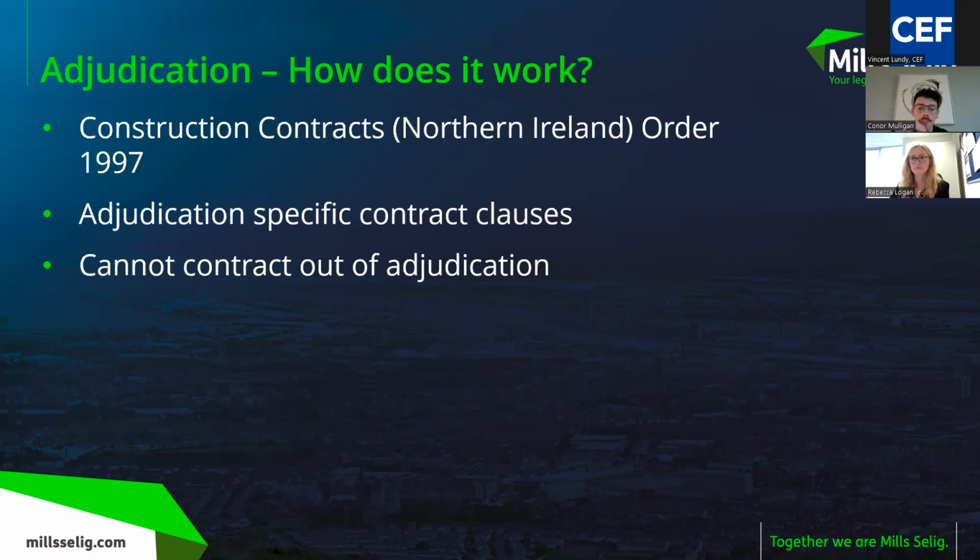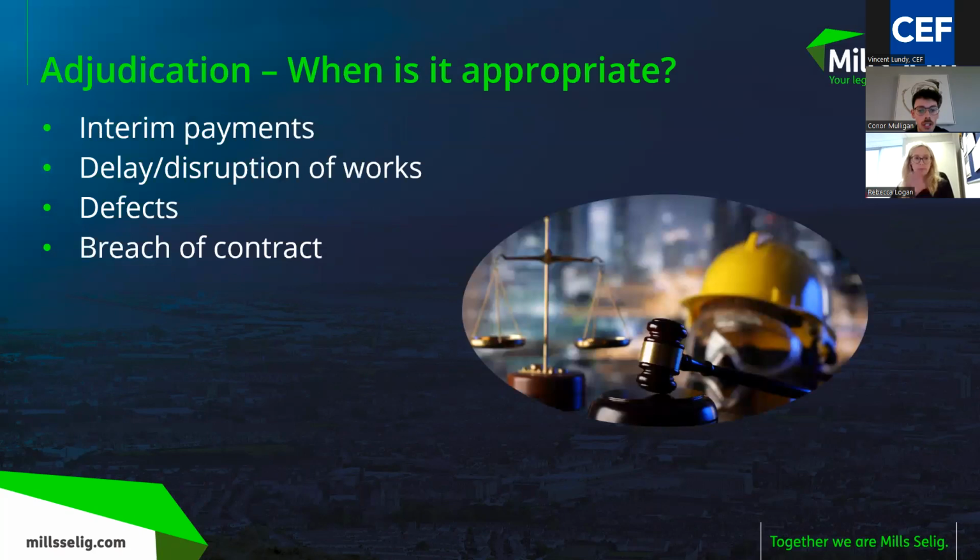I think it's worth mentioning as well that you can't contract out of adjudication because it is a statutory right. So moving on to when is adjudication appropriate? Adjudication is appropriate for all types of construction claims, and can be used for resolving claims relating to interim payments, delay and disruption, extensions of time, defects in the work, and even more complex claims like a breach of contract or professional negligence.